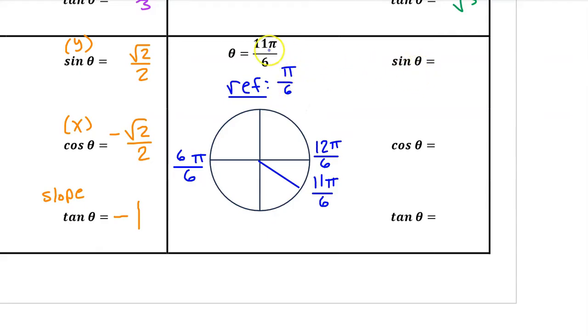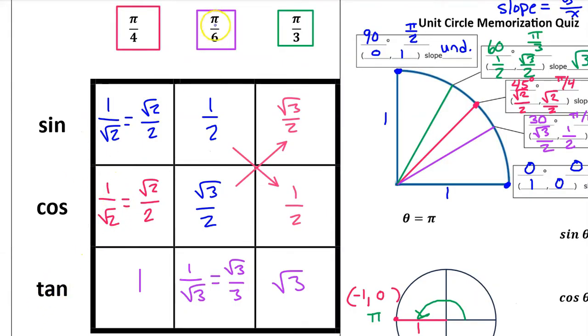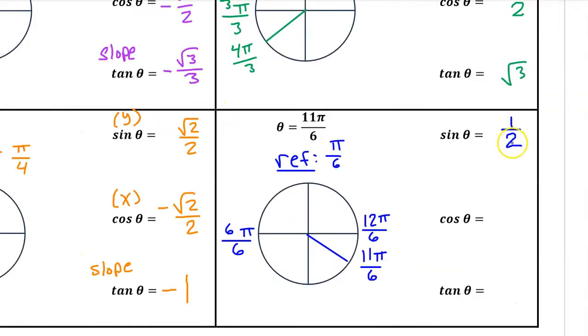To evaluate the sine of 11 pi over 6, begin with the sine of pi over 6. The sine of pi over 6 is 1/2. Therefore, the sine of 11 pi over 6 will also involve a 1/2, only it might be negative. On the unit circle, the sine is the y value. Y values will be negative in the fourth quadrant because we are below the x-axis. So the sine of 11 pi over 6 is negative 1/2.